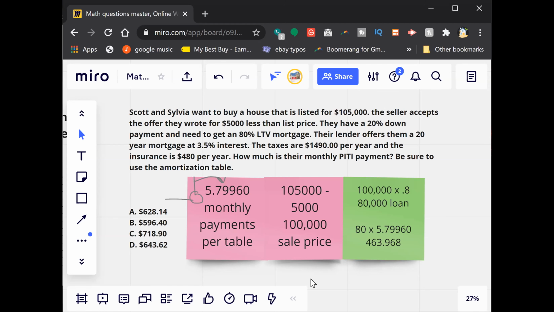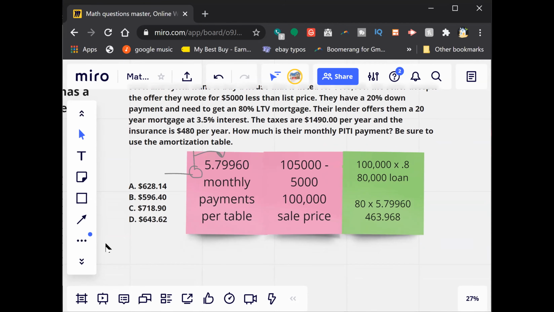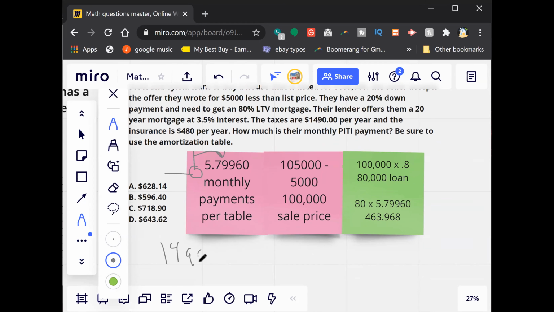Taxes and what else? We're missing taxes and insurance, right? Taxes and insurance, okay? We're missing the TI. So here's how I would find that. I would take the taxes and insurance and add them up because they're both annual numbers: 1490 plus 480. Add them up. There's nothing wrong with that. They don't fight. We're going to be added up anyway.